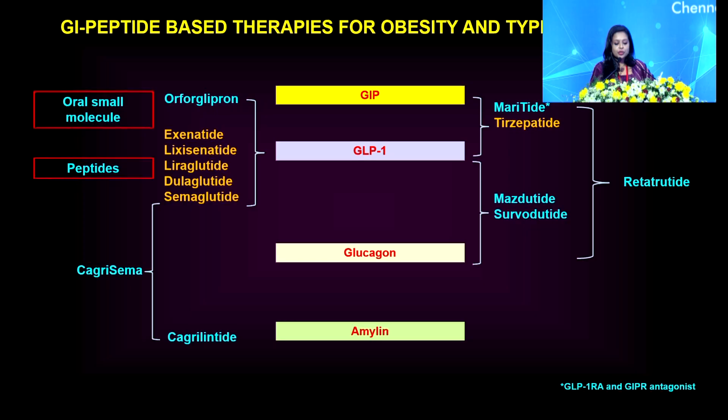But the one that I wanted to draw attention to is maridebart. So this is a combination of GIP and GLP, but one is a GLP agonist. The GIP is an antagonist. So this is the first of its kind, where GIP is the antagonist and GLP is the agonist. A combination of this is called maridebart, and that is also now in the pipeline.